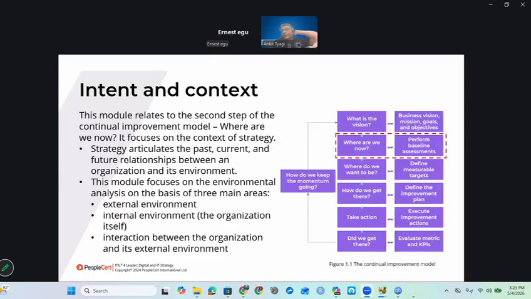This particular module relates to the second step of the continual improvement model. Where are we now? It focuses on the context of strategy. Strategy articulates past, current, and future relationship between the organization and its environment. Of course, what are the past, current, and future relationships between an organization and its environment is what we identify based on strategy. This module focuses on the environmental analysis on the basis of 3 main areas: the external environment, the internal environment, the organization itself, and the interaction between the organization and its external environment.